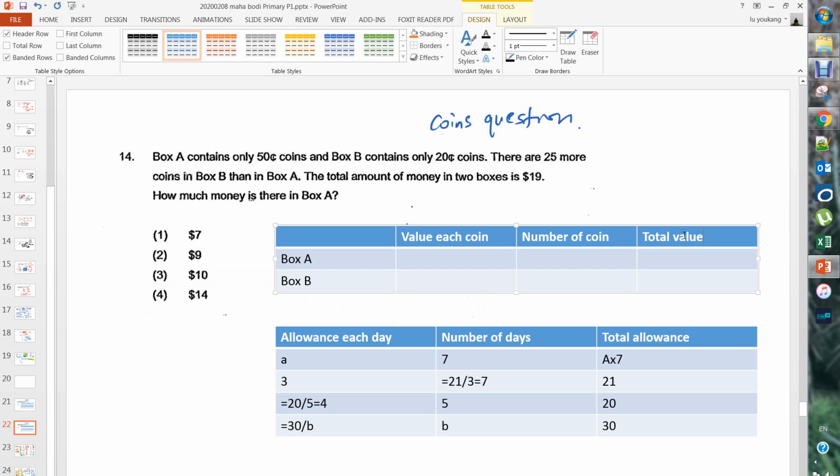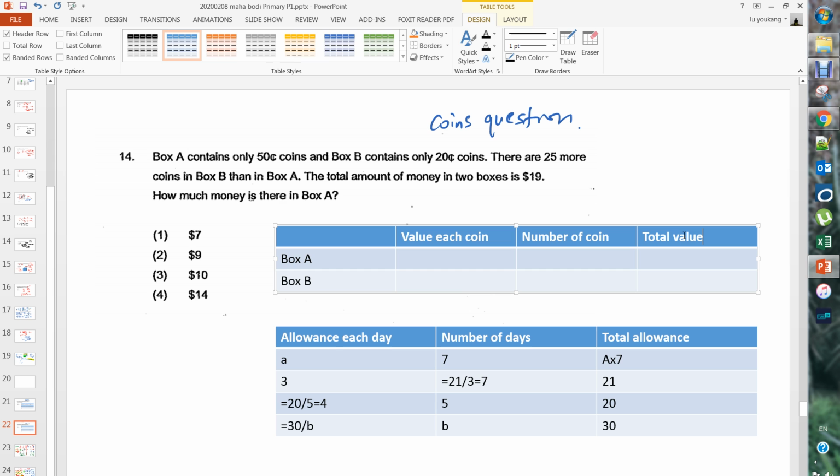50-cent coin, you have two of them. Total how much? $1. So $1 is the total value or coin? So in this example, how many coins do you have? Then $1 is your total value. The total of coin is 2, right? Just now you said the total value.